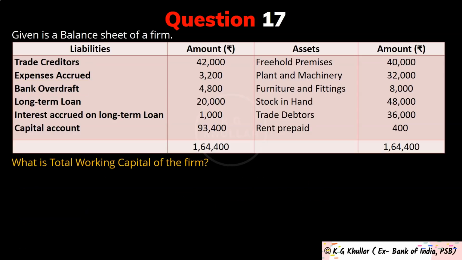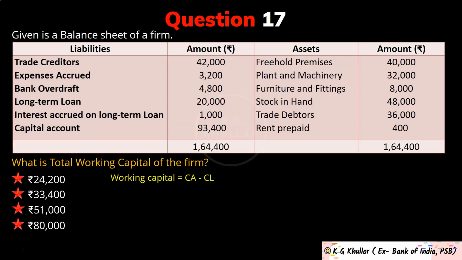Next question is, what is working capital of the firm? And these options are given to you. Friends, working capital is simply current assets minus current liabilities. We have already found both these in previous questions. So, working capital of the firm will be 84,400 minus rupees 51,000 equals rupees 33,400. Thus, the correct option for the given question is option B.